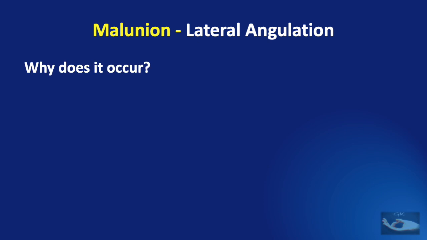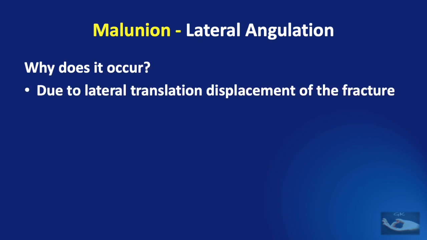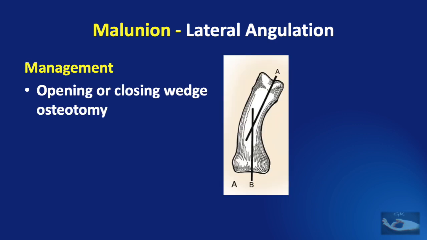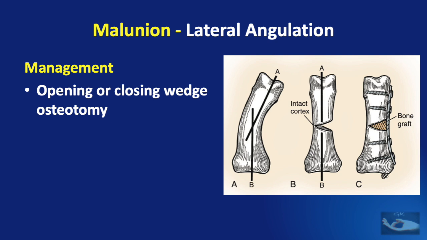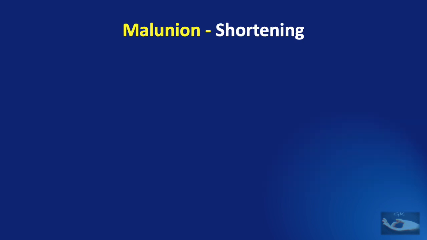This occurs when there is a lateral translation displacement of the fracture. This angulation deformity can also be managed with an opening or closing wedge osteotomy as described earlier. This picture shows the opening osteotomy made, bone graft being applied and fixation with plate and screws being done. Malunion after phalangeal fracture can also result in shortening.